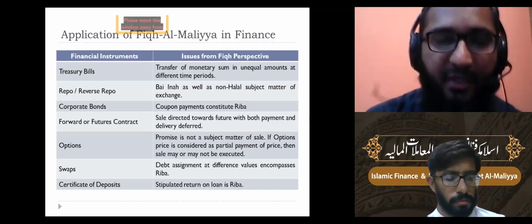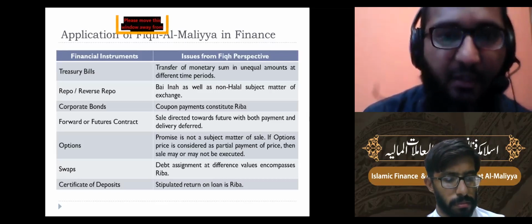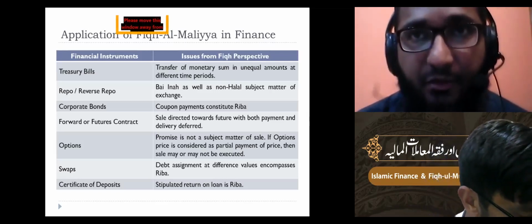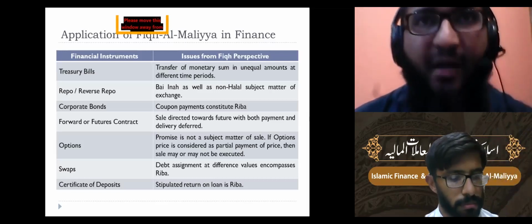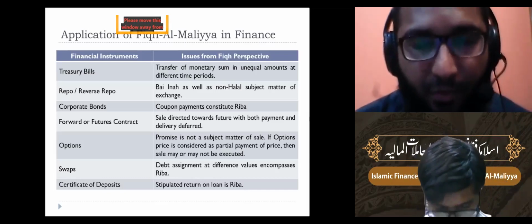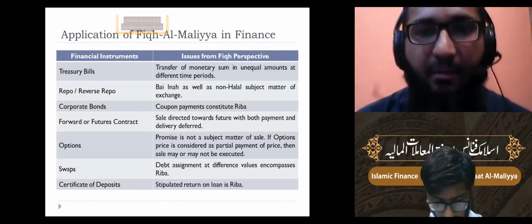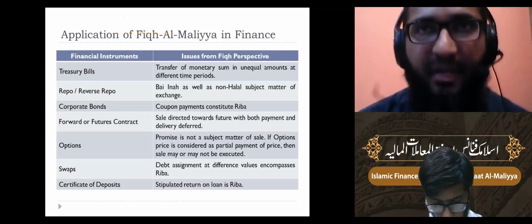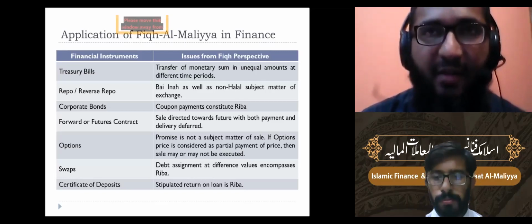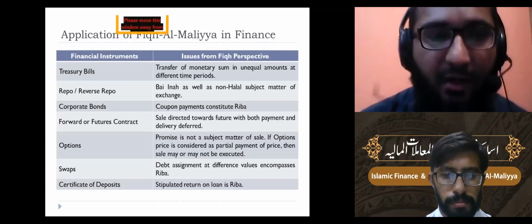Secondly, if the option price, call price or put price is considered as partial payment of price, then the problem is that the sale may be executed, may not be executed. So in an option, you only have an option to buy or sell. You may exercise that option, you may not. If you do not exercise it, then we cannot regard the call price or put price as the partial payment of the price of the asset which is being sold, because it is not sold eventually if the option is not exercised. So there is an element of gharar involved as well in options. That is why conventional options are not permissible.